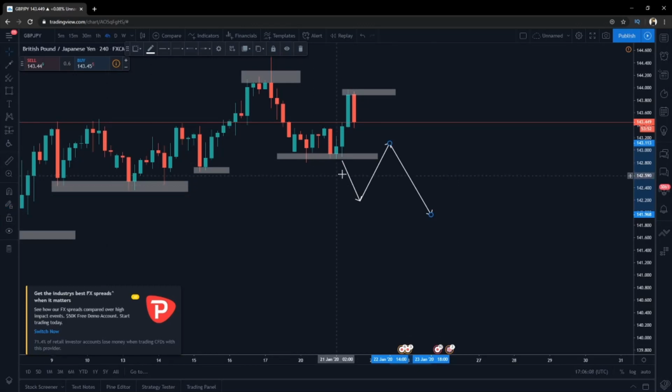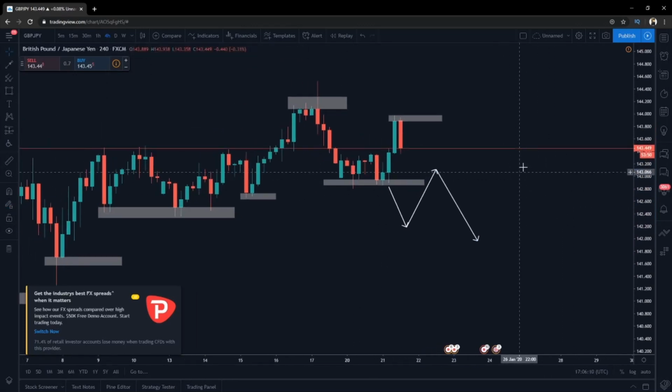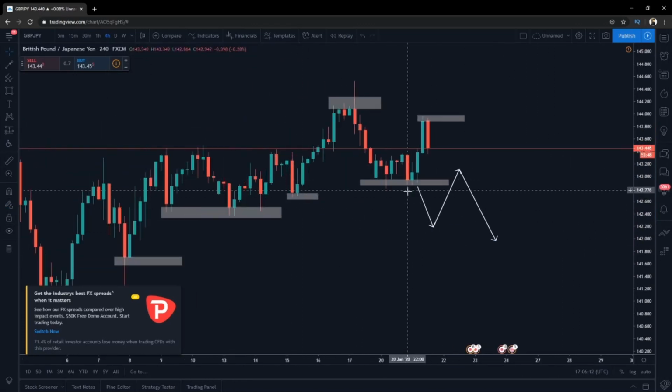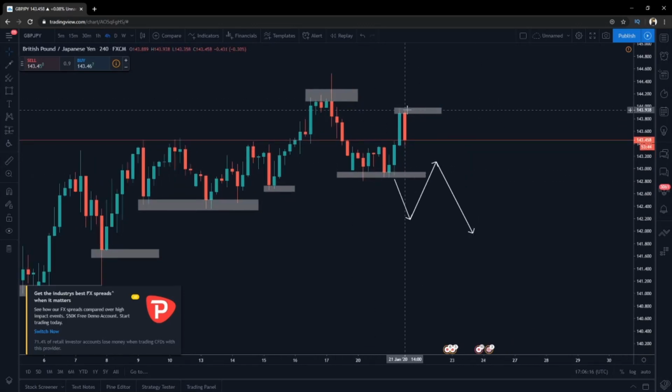Okay, so that's an example of how we can look at the structure and say, okay, as long as price stays above this structure level, we're still in the uptrend, or as long as price stays below this, we're still in a downtrend. So hopefully that makes sense. So, okay, let's go back to the presentation.